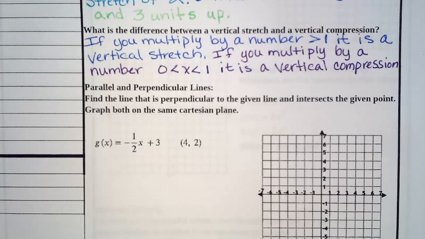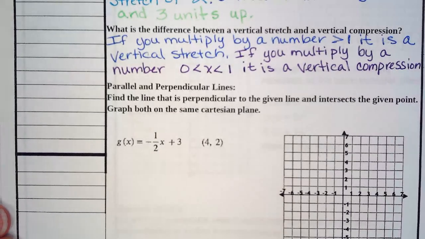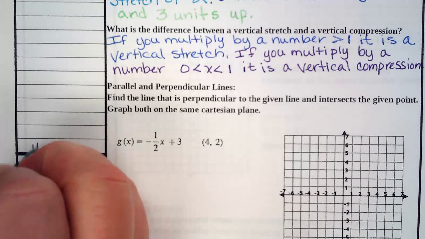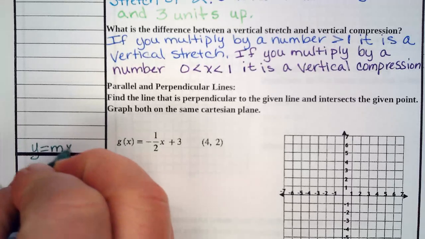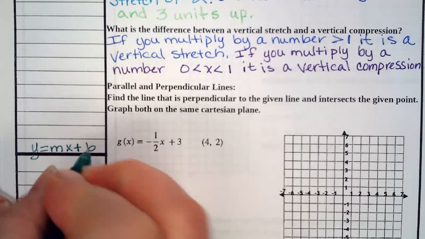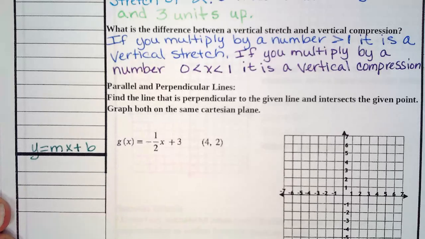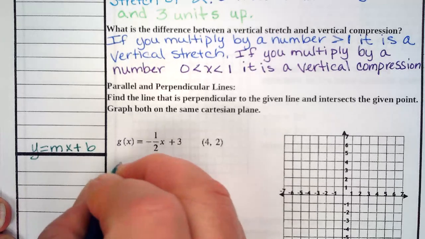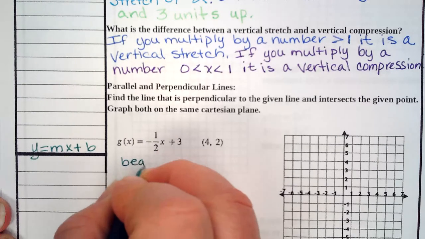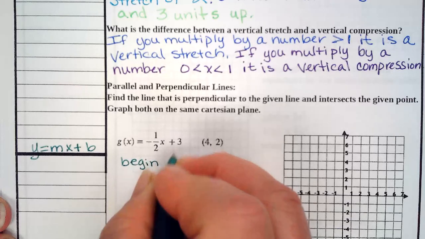Okay, so first thing we have to do, let's just graph this one first. Remember, we're in that slope-intercept form. Y equals mx plus b. B is where we begin. Begin at 3.